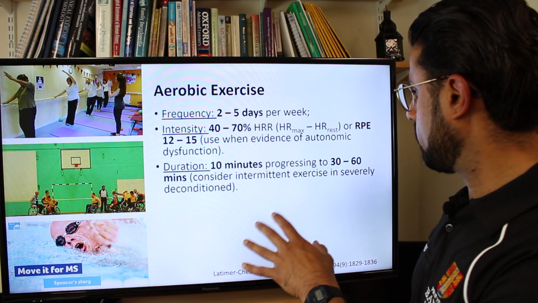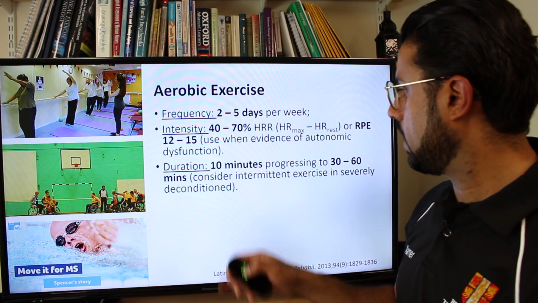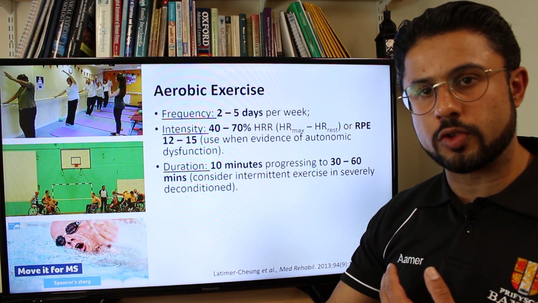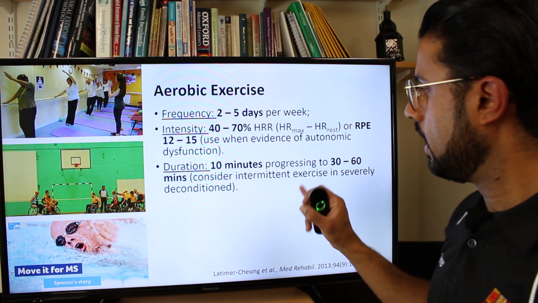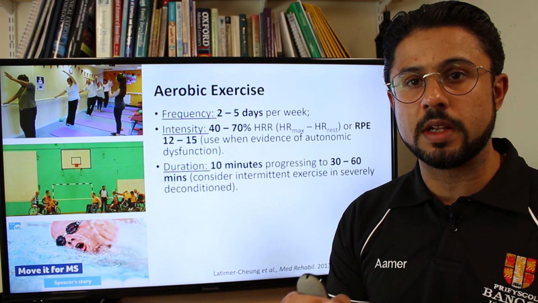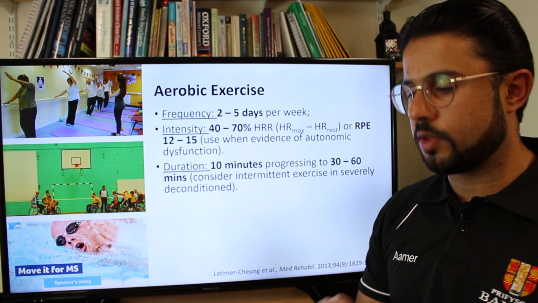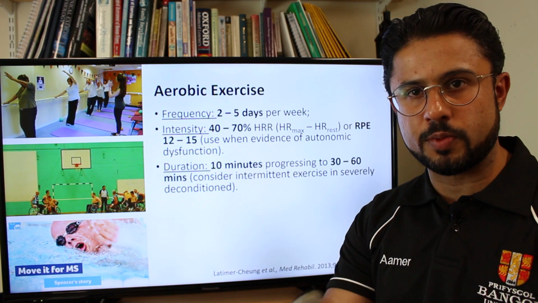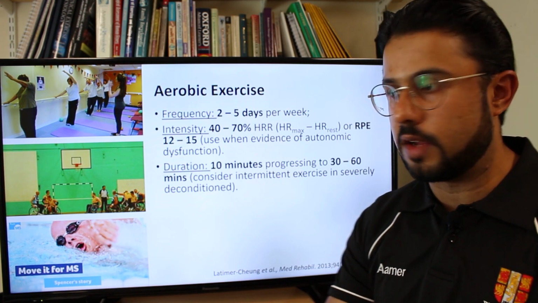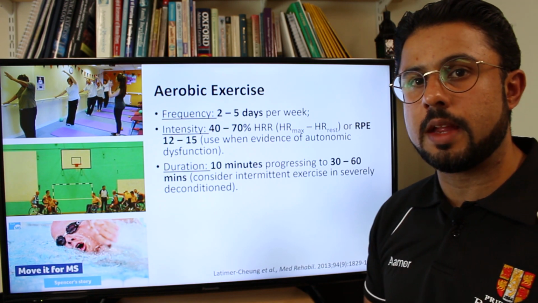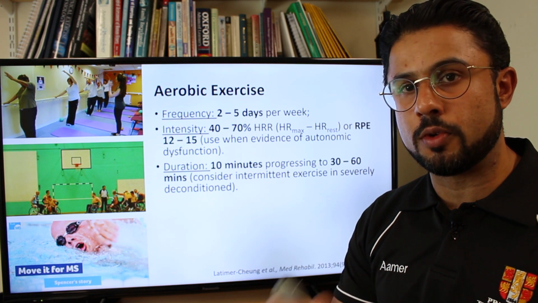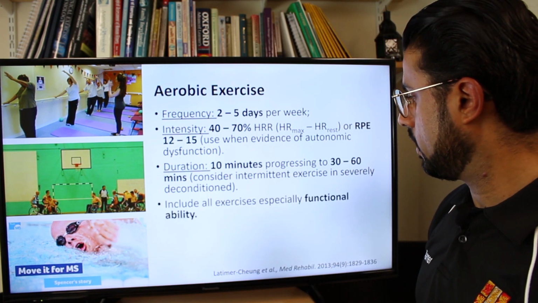Duration, very important because it's different to other chronic conditions. Start with 10 minutes, and then progress to the longer durations of 30 to 60 minutes. Okay. In patients that are severely deconditioned, consider doing intermittent exercise, okay? So that you're doing these short blocks that are interspersed with long rest periods, or you might do something in the morning, then something after lunch, something in the evening. It's very important to keep that as a consideration because you're trying to make sure that the fatigue and some of the other symptoms don't become a limiting factor.